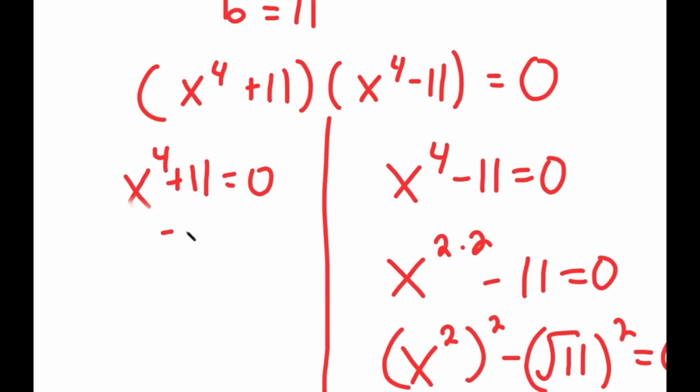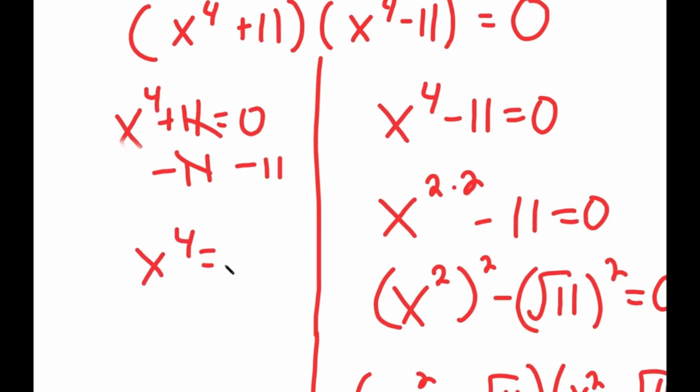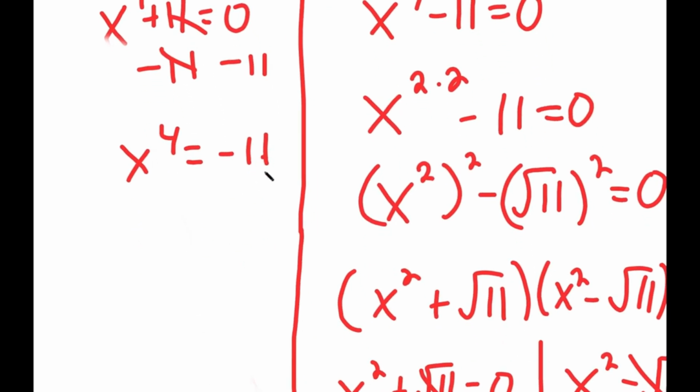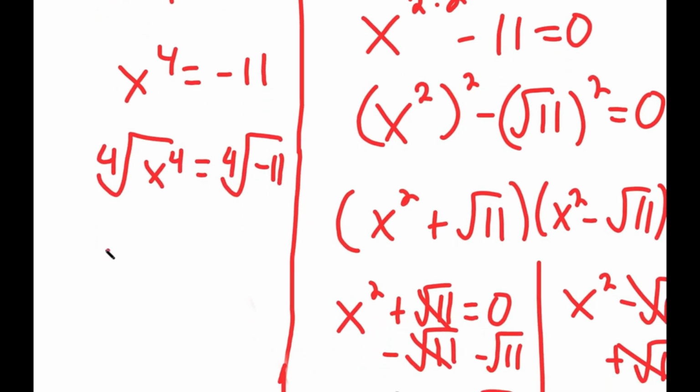Now going back here, I have x to the power of 4 plus 11 equals 0. So I can subtract 11 on both sides, and I get x to the power of 4 equals negative 11. Now I can take the fourth root on both sides. So I get x is equal to the fourth root of negative 11. And this is positive or negative.